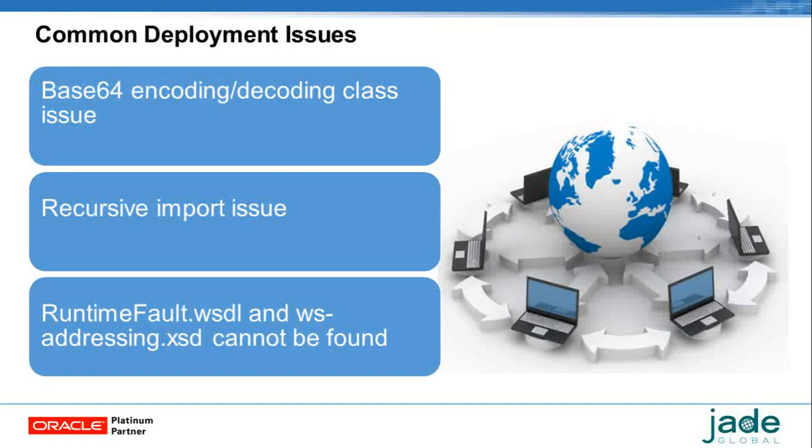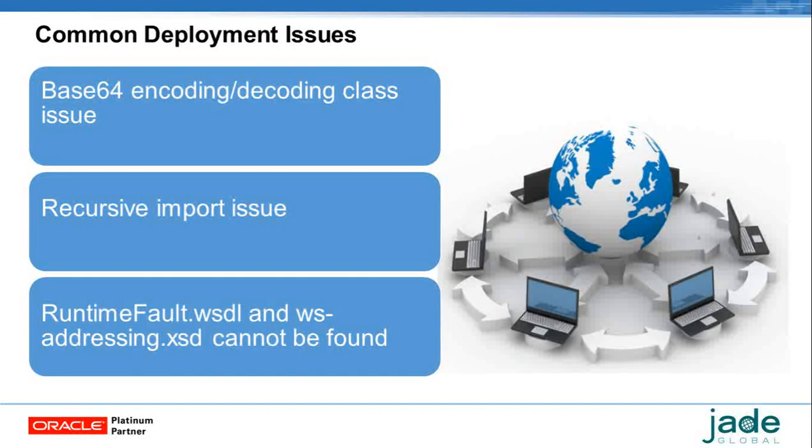Another challenge we faced during the deployment is the recursive import issue. The deployment of the migrated composite might fail if the composite invokes the partner WSDL, and that is having the duplicate import of the same WSDL, with an error saying that the WSDL contains a recursive import loop. This is something we need to look into and take care of.